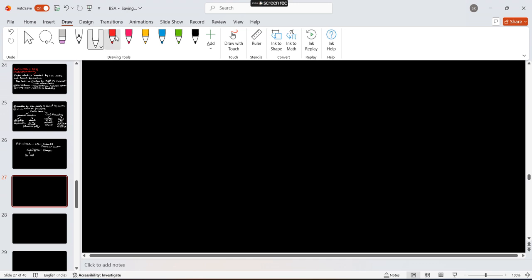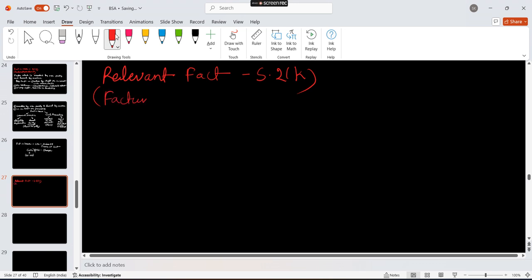The next definition is relevant fact. It is provided under Section 2(k). And the Latin terminology of relevant fact is factum probans.